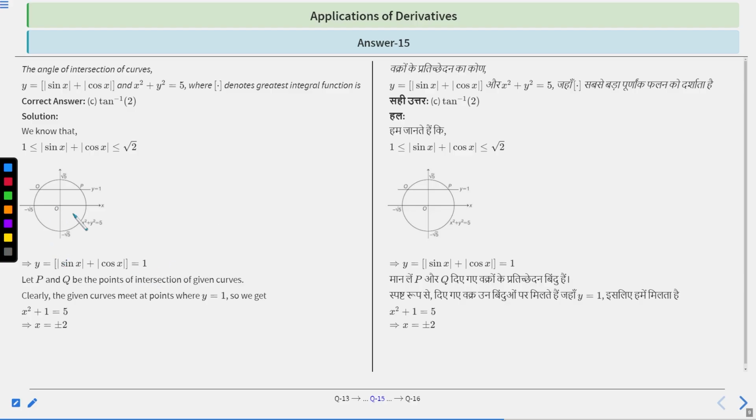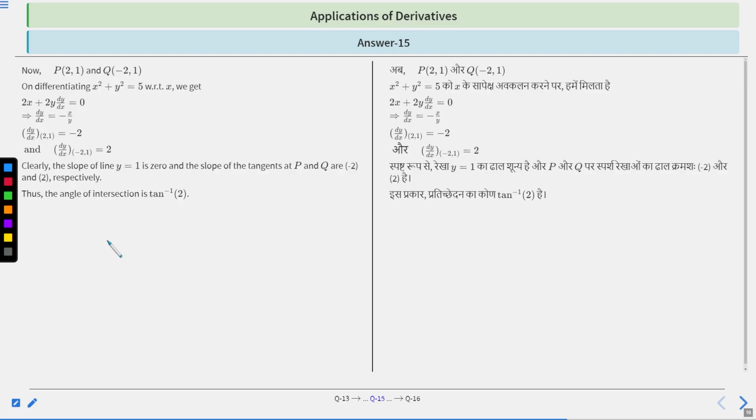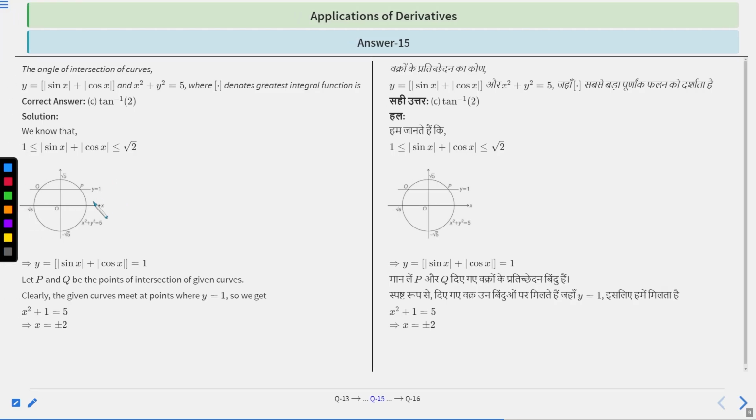Let P and Q be the points of intersection of the given curves. Clearly, the given curves meet at points where y is equal to 1. So we get x square plus 1 is equal to 5. Therefore, x is equal to plus minus 2. Got it? Now, we have 2 points, (2, 1) and (minus 2, 1). Right, P is (2, 1) and Q is (minus 2, 1).